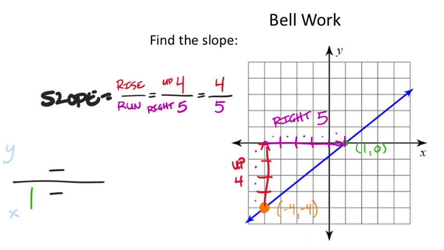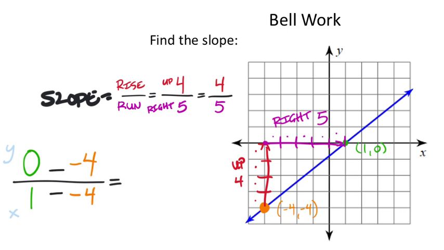And I know that the x value there is 1, and the y value is 0. 1 is in the denominator, because that's the x value. The 0 y value is in the numerator. Now I'm going to do the same thing with the orange ordered pair, where the x value is -4, so that goes in the denominator. And the y value is -4, so that goes into the numerator.